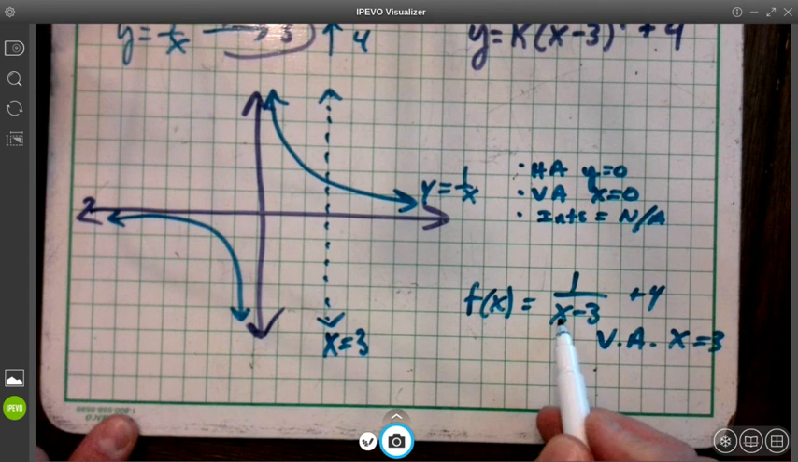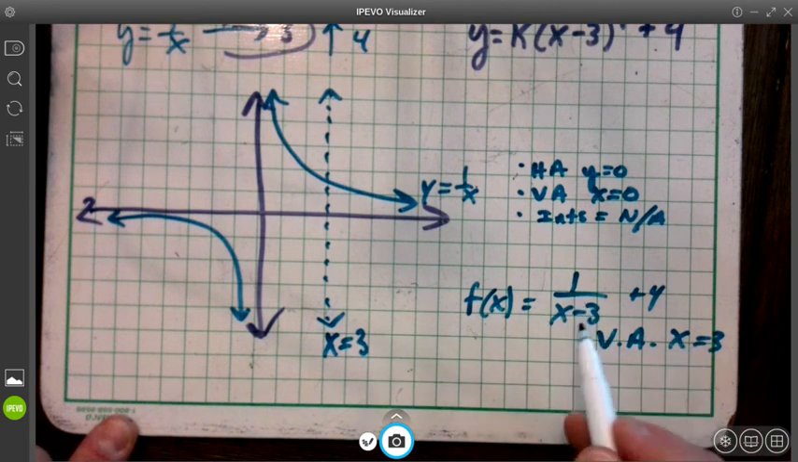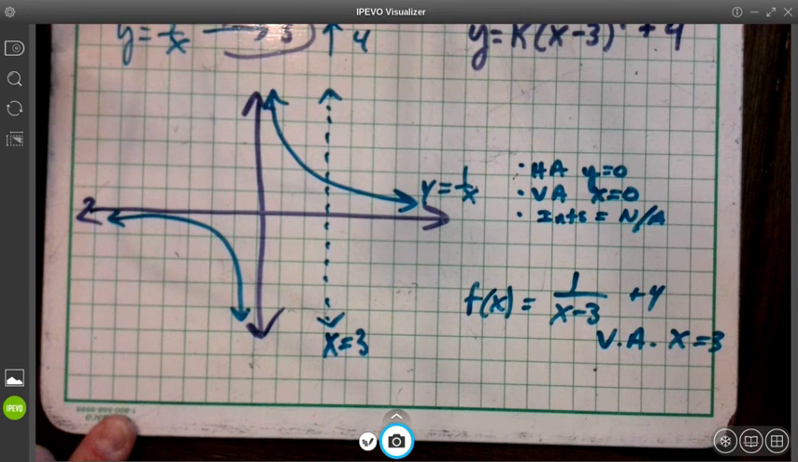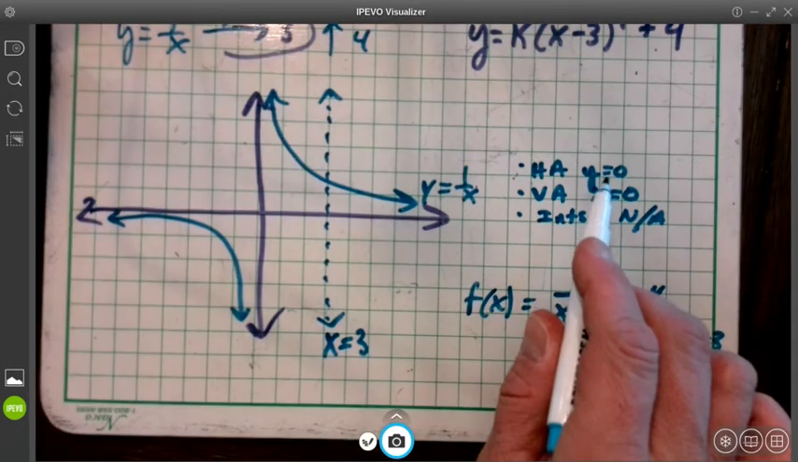What is the only value of x that will make this denominator equal to 0? 3. What happens when you divide by 0? It is undefined. What happens when you take undefined and add 4? Still undefined. What visually did we use to represent undefinedness? Vertical asymptote. The horizontal asymptote is usually y equals 0.